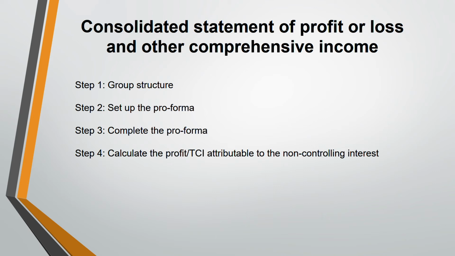Okay, so let's start with step number two. Step number one is group structure. It's the same that you have done for your statement of financial position. A is acquiring B, A is acquiring C, 70%, 80%, that's it.